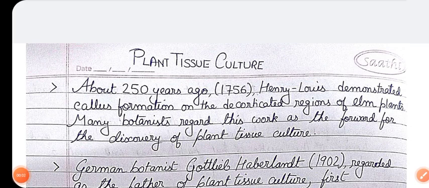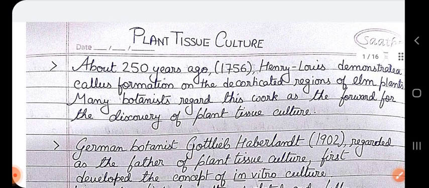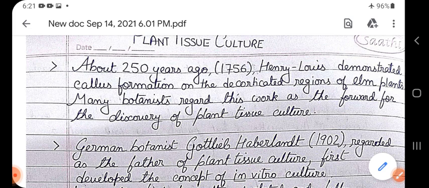We are going to discuss plant tissue culture. It is an overview part. Then I will proceed through the sections that have been given in your syllabus, especially for the biotech students of fifth semester. Now, what does plant tissue culture actually mean?